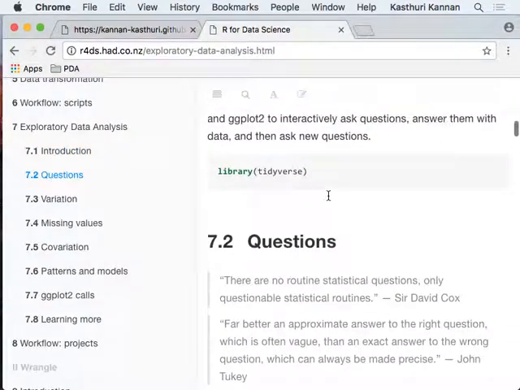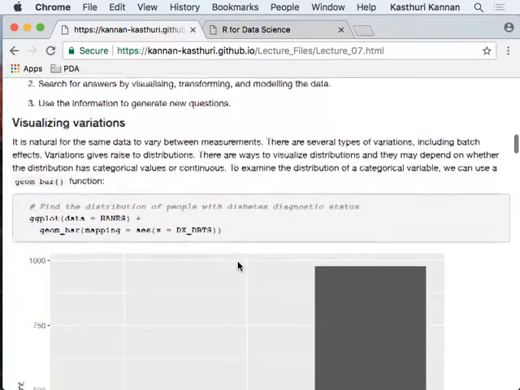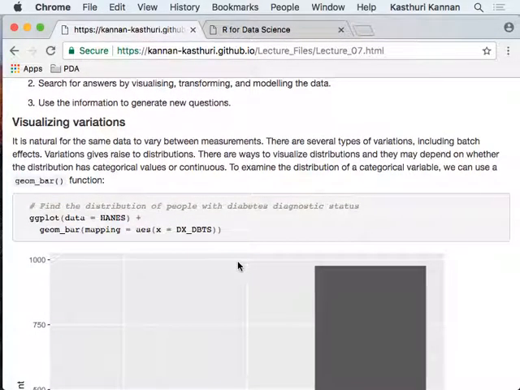So basically, we have to load the tidyverse library, right? Then visualizing variations: as soon as you have data, you will immediately have variation in the data. That variation could be of several types. Even if you repeatedly take another measurement, you are going to get an error, or it could be a different instrument. For instance, if you run RNA-seq on one machine and on another machine, you will have batch effects, right? These are the things that cause variations within the data set.